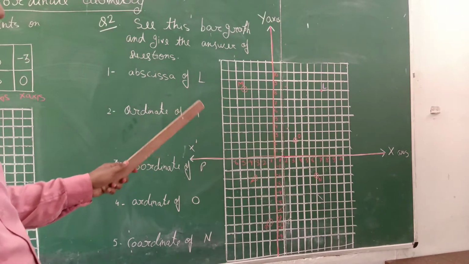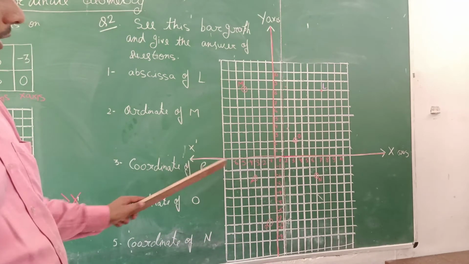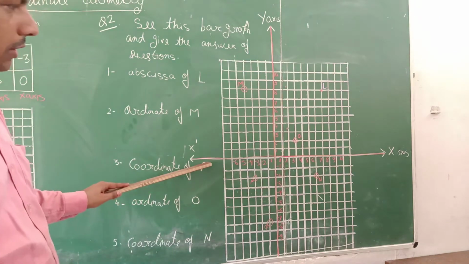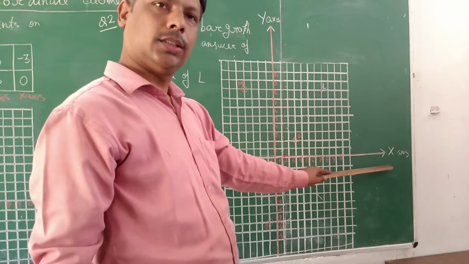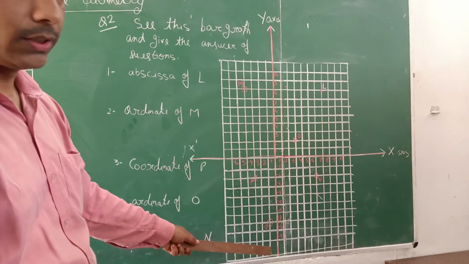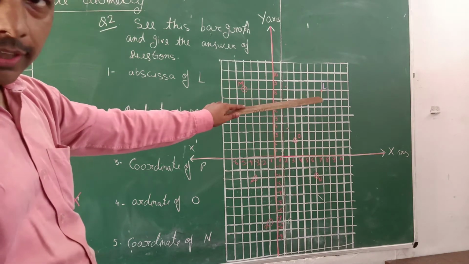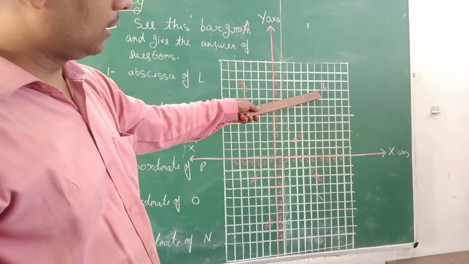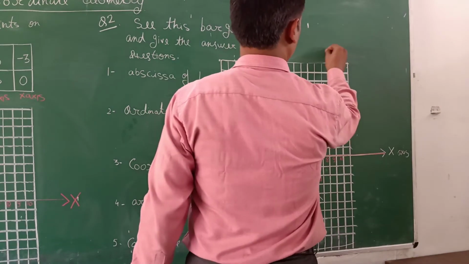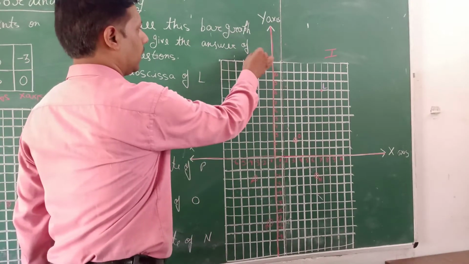Here you are seeing a graph paper on the board. In this, the reddish line you are seeing is the x-axis, and this reddish line indicates the y-axis, right? And some points are marked here. This is point L in the first quadrant, point M in the second quadrant.